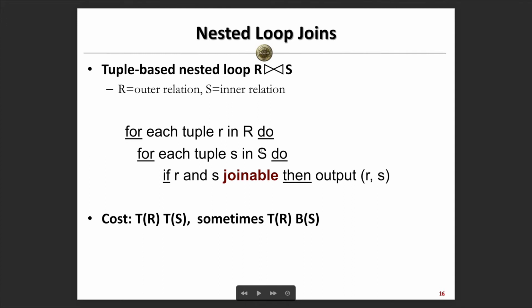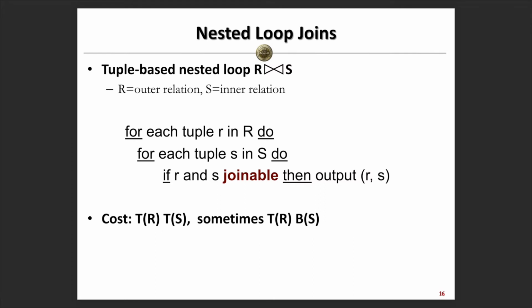Normally, the cost for this operation will be about TR times TS. It depends on how many tuples we have in R as well as in S. However, sometimes we can also define the cost to be TR times BS instead, because if S is clustered, we can check each block of S to see if R is joinable with the block or not. In other words, the cost can be reduced to TR times BS. So this is the nested loop join, which we can implement with the one-pass algorithm.